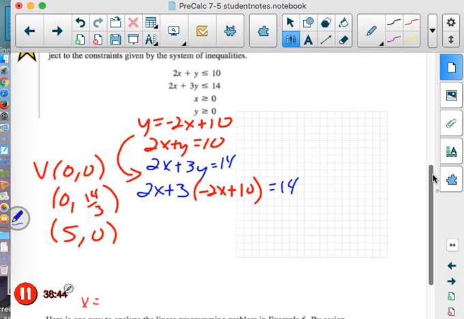So I will have, I better change colors here, 2x minus 6x plus 30 equals 14. Combine your x's. Subtract 30 and divide.